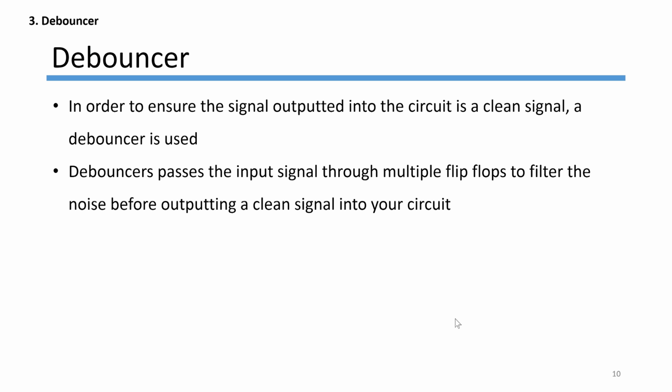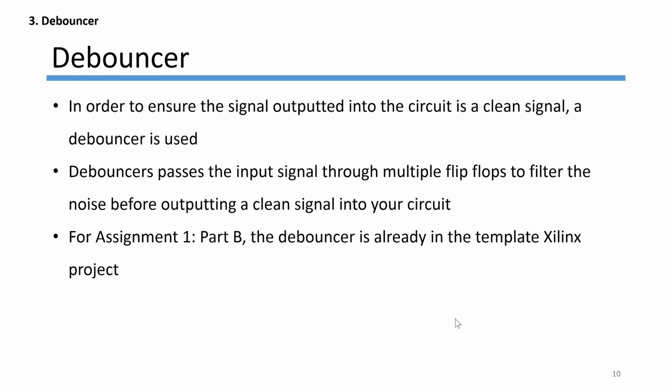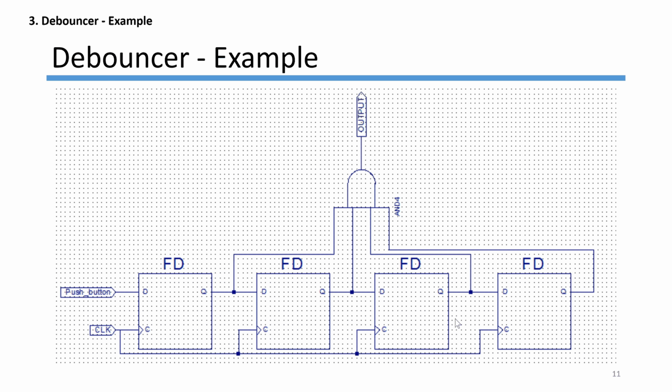So in order to ensure the signal outputted to the circuitry is a clean signal, a debouncer is used. It passes the input signal through multiple flip-flops to filter the noise. Do note that for assignment 1 part B, the debouncer is already in the template Xilinx project. If you go to your files, you should be able to see it, and it should be in your symbols. If you write debouncer, you should be able to use that in your top level.